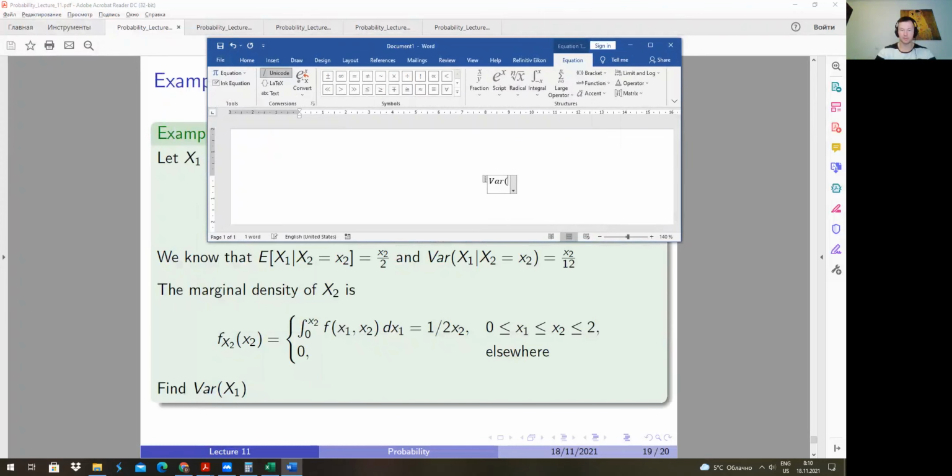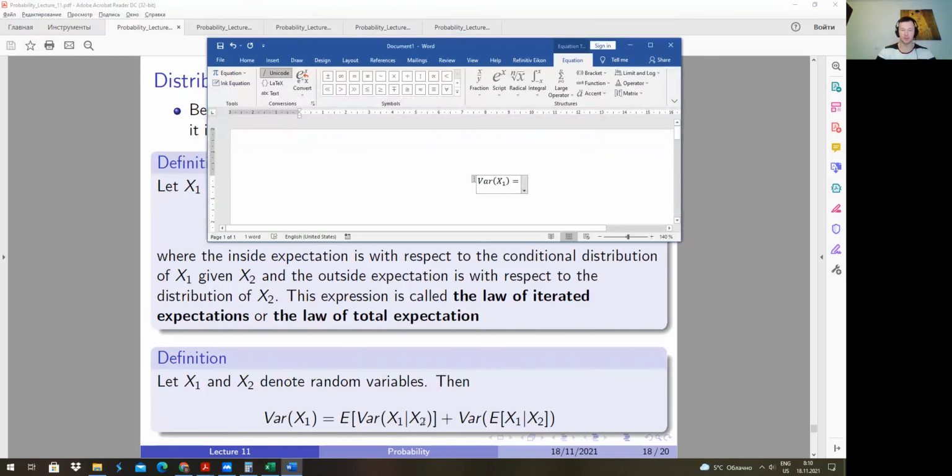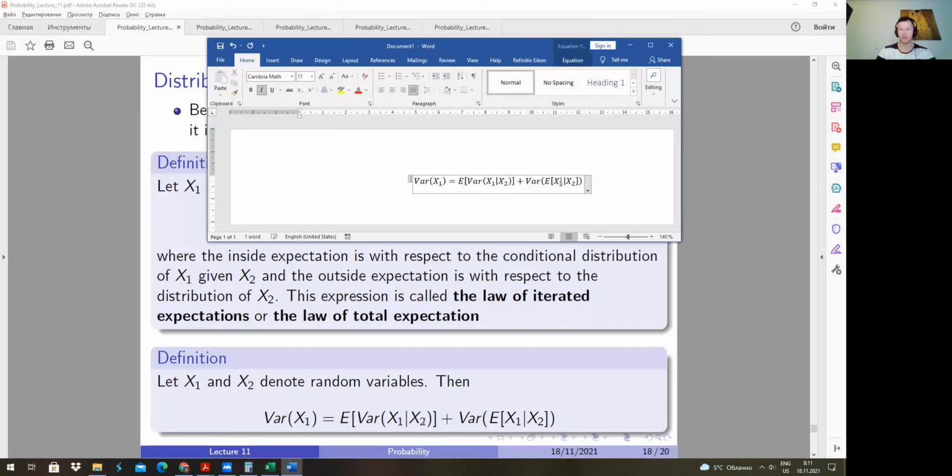So if you want to calculate the variance of x1, as it is given here, we need to calculate the following. We need to calculate the expectation of the variance of x1 given x2, plus the variance of this expectation of x1 given x2. So that's our goal. Let's do this separately. Let's calculate the expectation of the variance first.